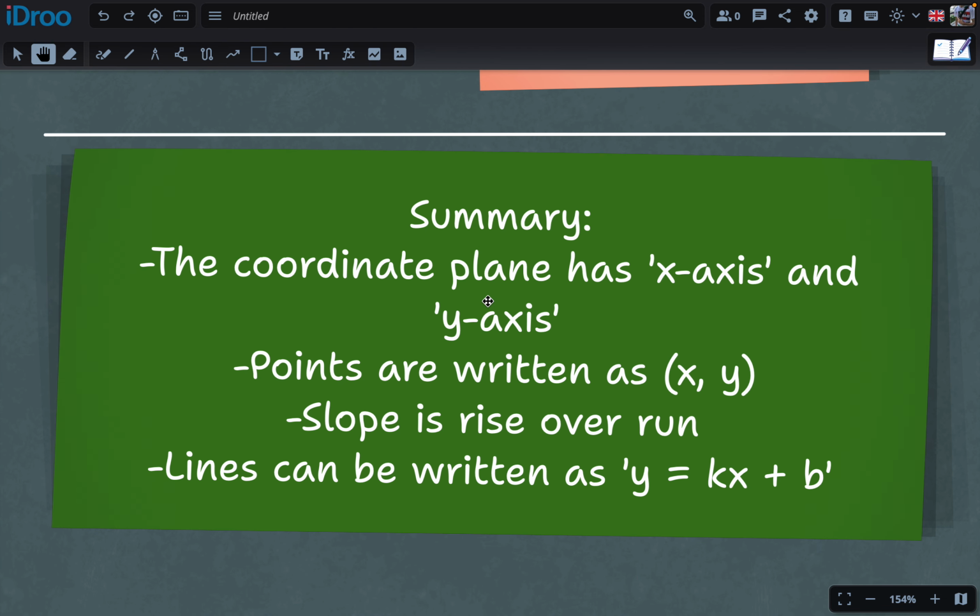So, summary, let's review. The coordinate plane has an x-axis and a y-axis. Points are written as x first and then y. Slope is rise over run. Lines can be written as y equals kx plus b.